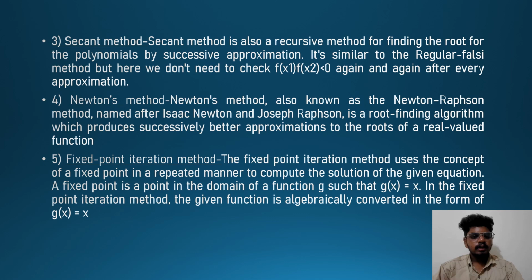The third one is the secant method. The secant method is also a recursive method for finding the root for polynomials by successive approximation. It is similar to the regula falsi method, but here we don't need to check whether f(x1) and f(x2) are less than 0 again and again after every approximation. Fourth one is Newton method.